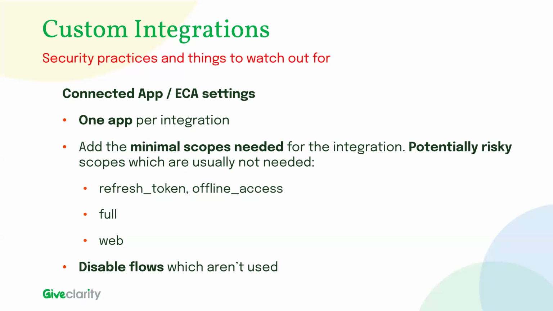The scopes that you associate to the app: this scopes list basically correlates to the list of things that have to be approved as the app is authorized in the org. On the whole, you want to keep this to just the bare minimum needed for that app to function. And very specifically, there are a few scopes that give additional access that are not normally needed for the sorts of system to system integrations that I mentioned.